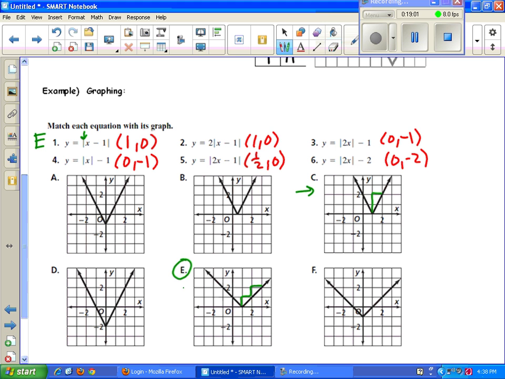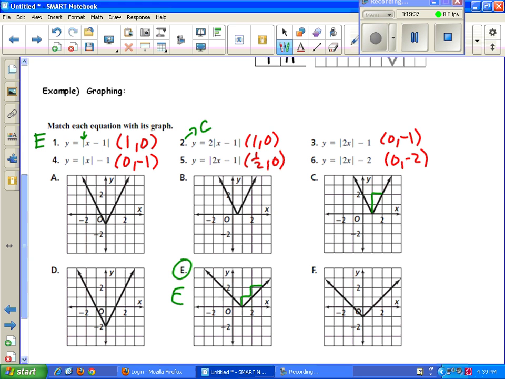But like I said, if you didn't know that, you could plug in points. So I would have to see if 2 is on my graph. And if I plug 2 into this equation, 2 minus 1 is 1. The absolute value of that is 1. So this graph C would not work. So let's go to question number 2. If I look at question number 2, I have a vertex of 1, 0. And notice there's a 2 on the outside there. So I know that the only other graph with that vertex would be C. So for number 2, I have graph C.